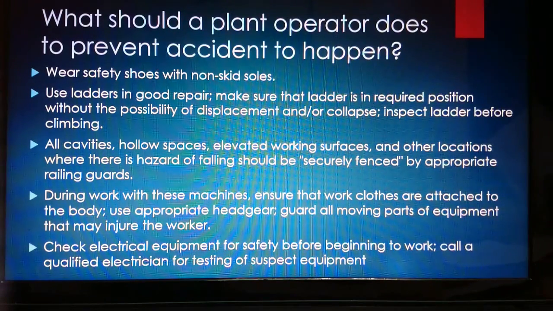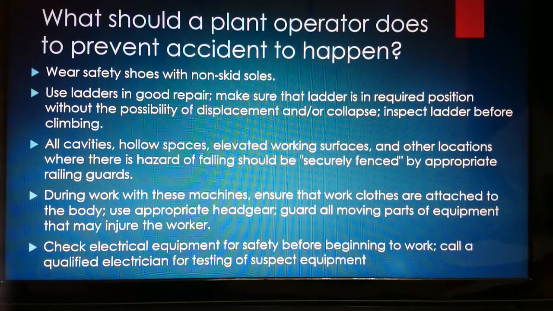As the job is considered to be dangerous, the plant operator needs to take some preventive measures to prevent accidents from happening. To prevent slipping on wet floors, the operator needs to wear safety shoes with non-skid soles. Secondly, it is also advisable to ensure that the ladders used are in good condition, as this also applies generally to any other equipment used.